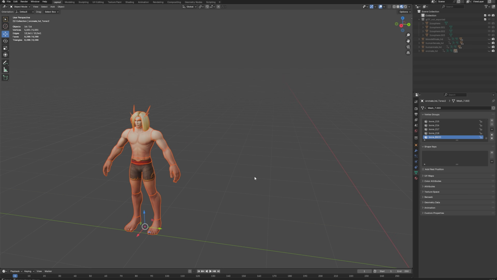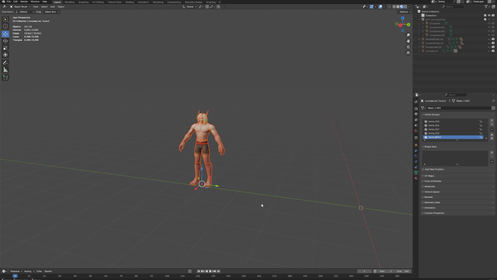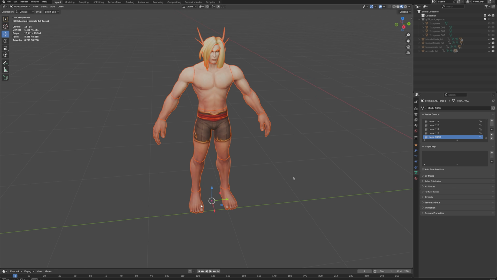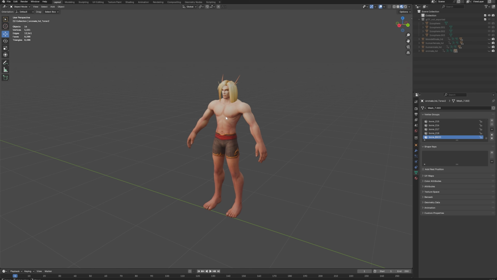Now, moving on to the average geometry, you can see that this character is 8,288 triangles, which is pretty low for a character of today. But still, I think it's much higher than WoW used to be.